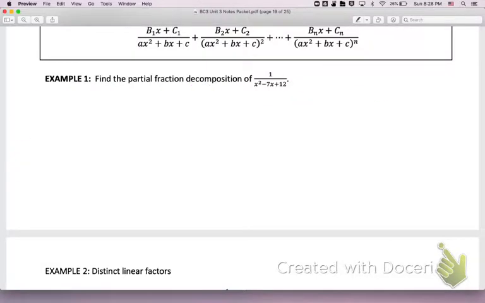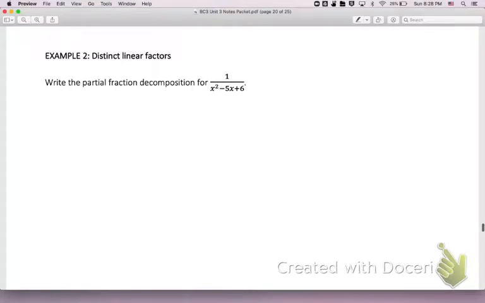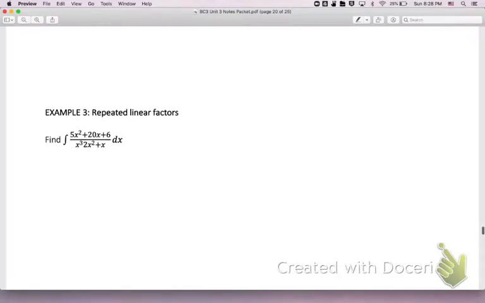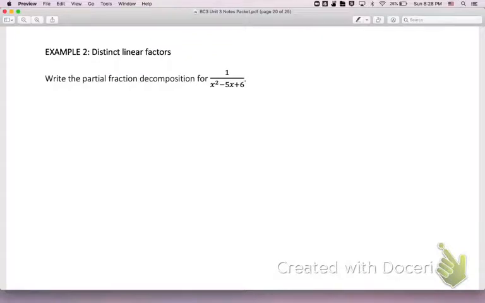Okay, so let's put this in with some integration then. There's two cases. We can have distinct linear factors, meaning they only appear once, or we can have repeated linear factors. So we're going to cover both of those possibilities here, okay? So this one wants us to, again, find the partial fraction decomposition. Now I'm going to follow through with this one and integrate it at the end, even though it didn't ask us to, so that we can kind of see where we're going with this.